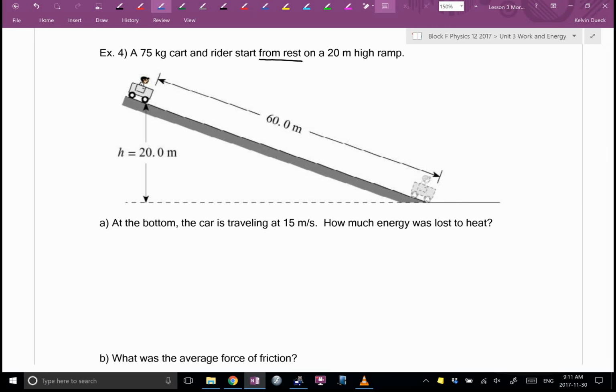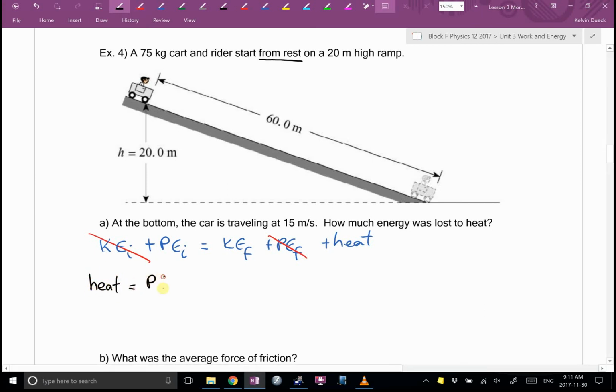I think this is the same question we just did. It's going to be a job for conservation of energy. We're going to start by going potential initial and kinetic initial equals kinetic final, potential final, and heat. How did I know to use conservation of energy? Because the question asked how much energy was lost to heat. It's not talking about work. Are any of these zeros? Yep. This isn't too bad. The heat is going to be potential initial minus kinetic final. Is that right, when I minus it over?